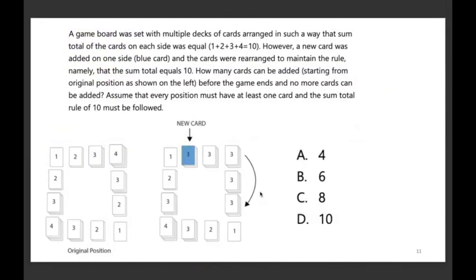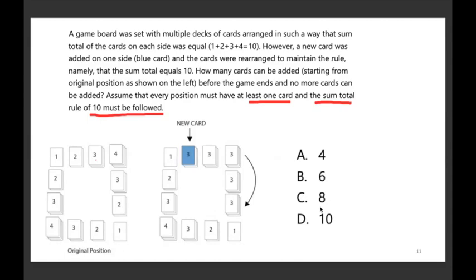A game board was set with multiple decks of cards arranged in such a way that the sum total of the cards on each side is equal, which is 1 plus 2 plus 3 plus 4, equal to 10 cards. However, a new card was added on one side and the cards were rearranged to maintain this rule, that the sum total equals 10. How many cards can be added before the game ends and no more cards can be added? Assume that every position must have at least one card and the sum total of the cards must be 10. That rule must be followed.